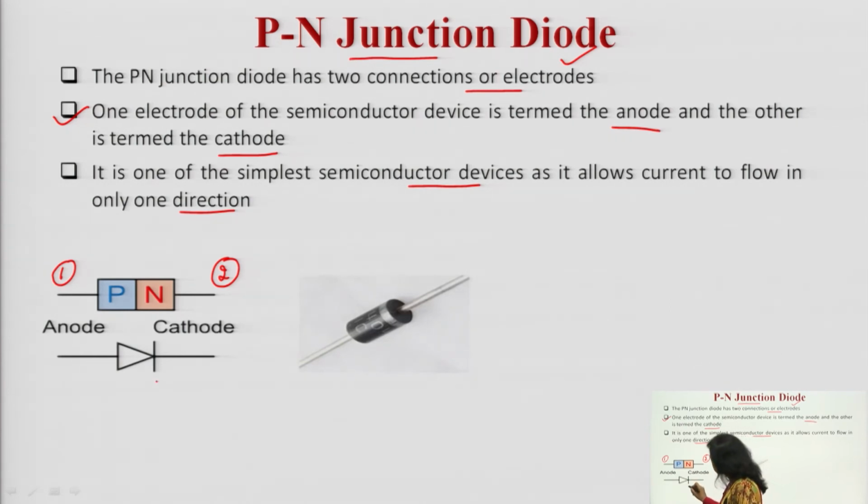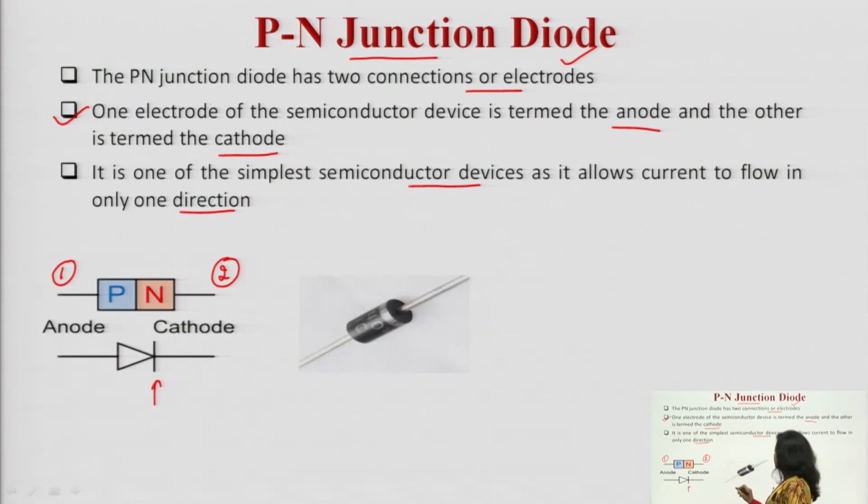You can see this particular bar, this represents the cathode terminal. In case you forgot which is the positive and which is the negative terminal, with the help of this bar you can recall: the bar represents the negative terminal. This is the symbolic representation.